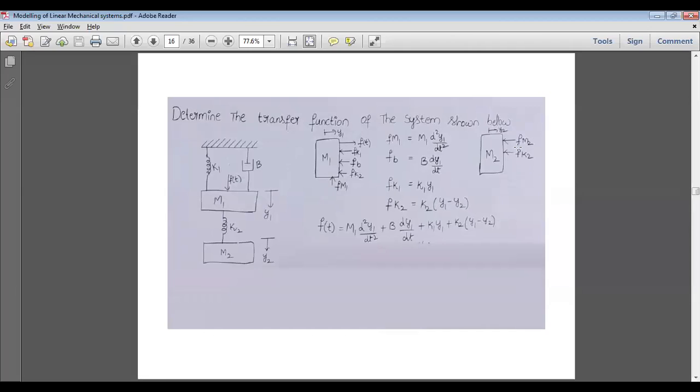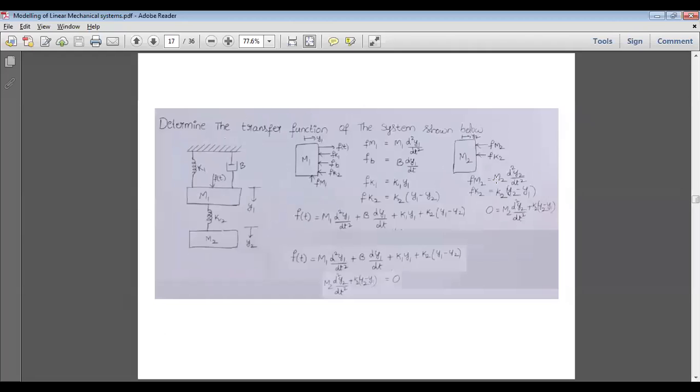Same thing if you write for the next one, that is your m2. There is no force on m2, only the spring is there, but it has its own mass. So both will be opposing the motion. That's why fm2, fk2. Now let us write the equation for fm2: m2 into d square y2 by dt square, where y2 is displacement. What is fk2? Displacement on m2. So these two are equal. Is there any force acting? No. Only these opposing forces, and you will get this equation.